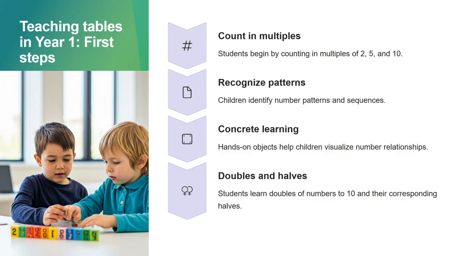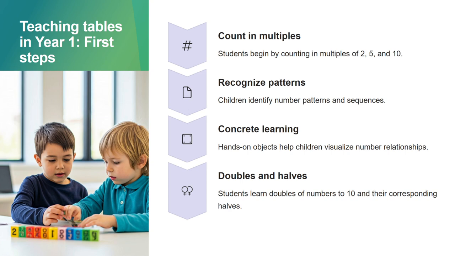In year 1, children begin laying the foundation of learning times tables by exploring early multiplication concepts in fun and engaging ways. Rather than memorising facts right away, they're introduced to patterns and sequences that help to build their understanding of how numbers work together. At this stage, students start by counting in multiples of 2, 5 and 10. This helps them to recognise and predict number patterns, key skills for multiplication. For example, they might count objects in pairs, groups of 5 or sets of 10, gradually noticing how these groups grow and relate to one another.